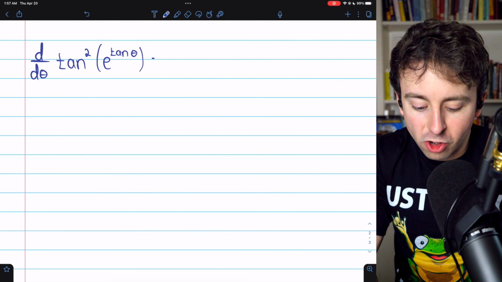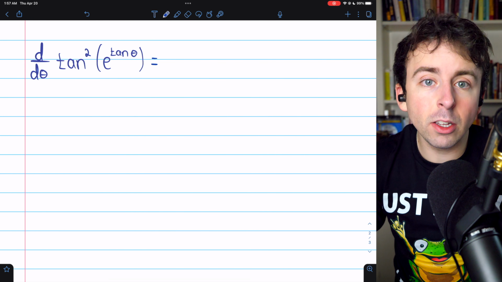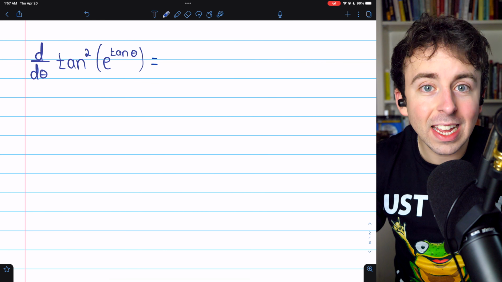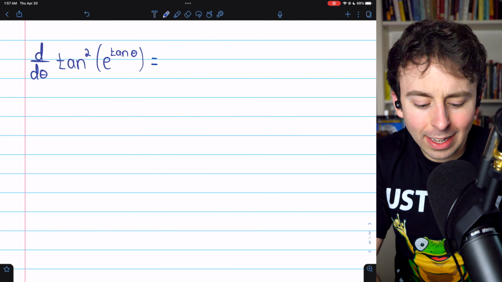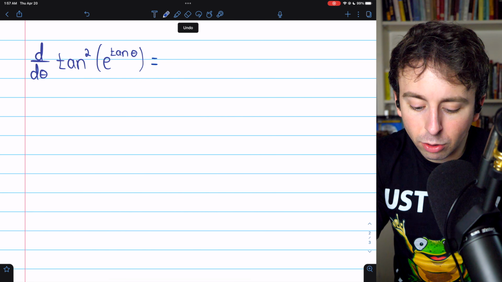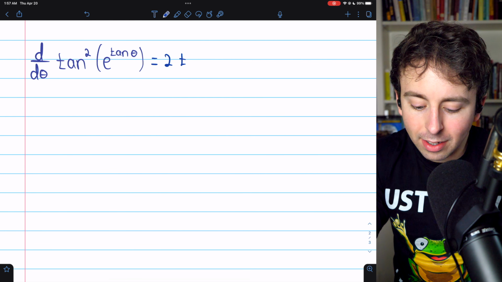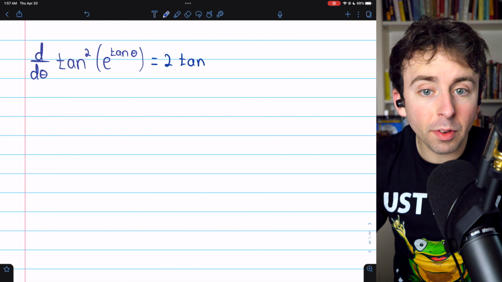Hopefully you gave it a fair shake. Let's get into it. Begin with the derivative of the outside function. In this case, the outside function, just like in the last problem, is a thing being squared. So I bring that 2 down as a factor and leave the inside function unchanged.